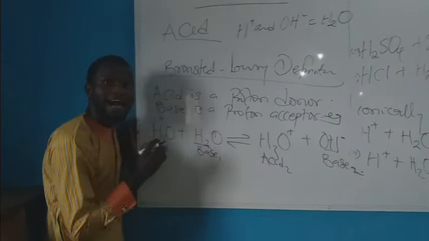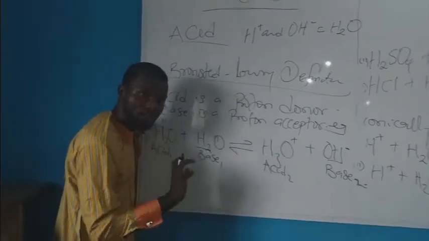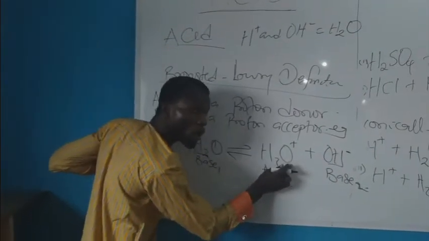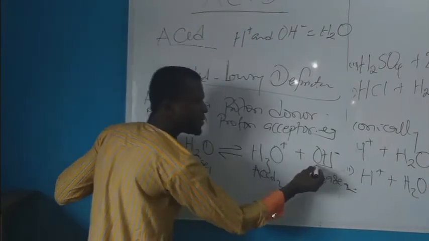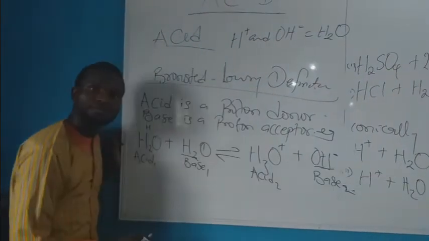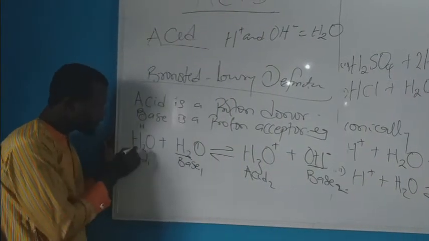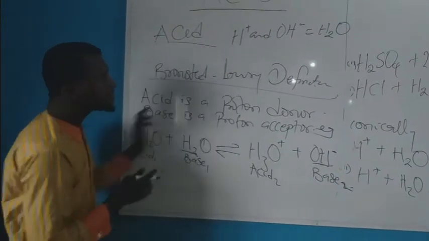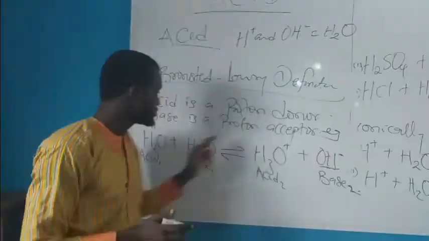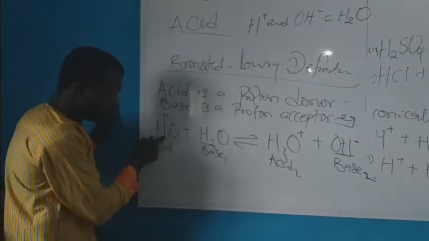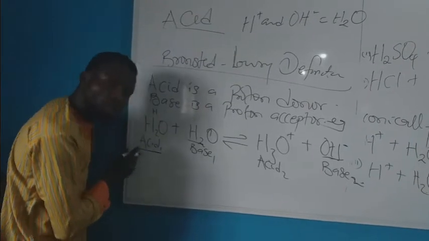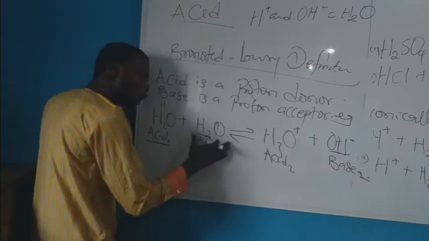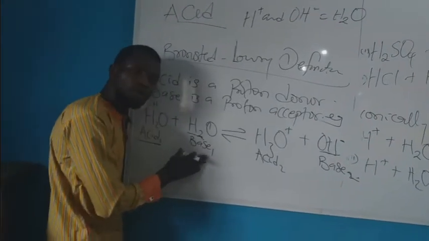It interacts with this one, as we have said in the preceding section, to give hydronium ion. The residual OH is liberated as a product here. Now, if you look at this, based on the Bronsted-Lowry definition, this particular water here behaves or functions as what? Acid.